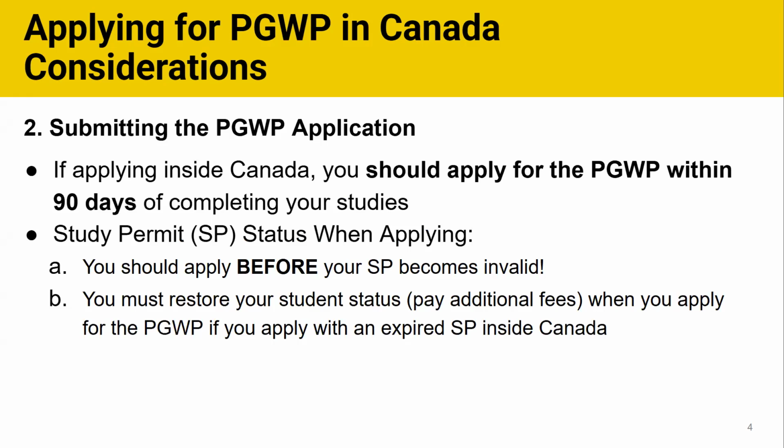submitting the PGWP application, if applying inside Canada, you should apply for the PGWP within 90 days of completing your studies. Study permit status when applying: you should apply before your study permit becomes invalid. You must restore your student status and pay additional fees when you apply for the PGWP if you apply with an expired study permit inside Canada.